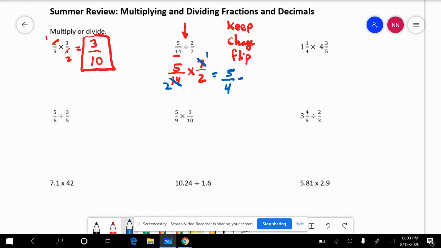This is an improper fraction. I'm going to turn it into a mixed number. 4 goes into 5 one time with a remainder of 1. So it's 1 and 1/4.